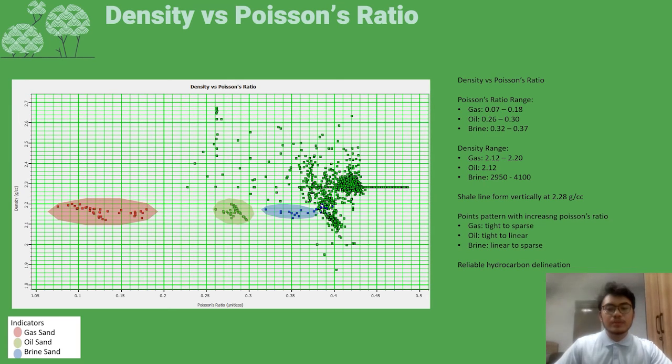Then we move on to the density versus Poisson ratio cross plot. The cross plot shows that the shale line is formed horizontally at 2.28 gram per cc. The thing that we can identify is the behavior of the points with increasing Poisson ratio. As you can see, the gas zone is tied to sparse, oil is tied to linear, and brine is linear to sparse. It can be used as a reliable hydrocarbon delineation.